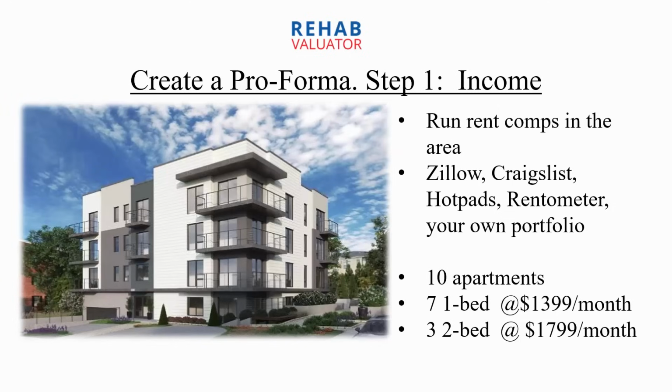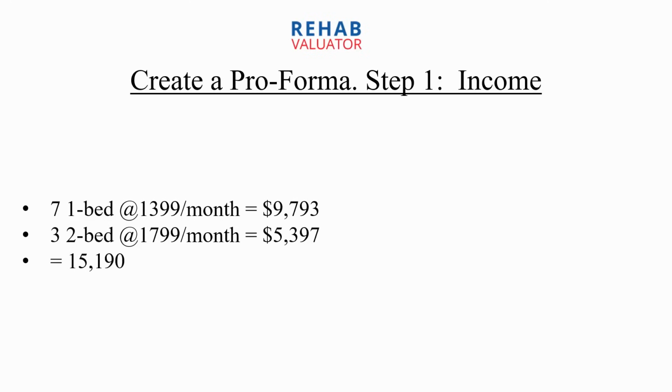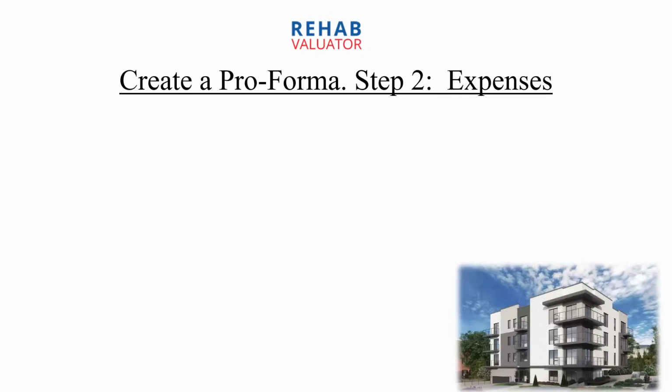And these are the rental rates that you're going to put into your pro forma based on the comps that you've determined. And because your lender is going to require it anyway, you're going to add a 5% vacancy rate here. So here's our pro forma. Here's our projected rent roll. $15,190 a month minus 5% vacancy, $14,430 gross operating income. So step 2, we've got our income. Now we need our expenses.